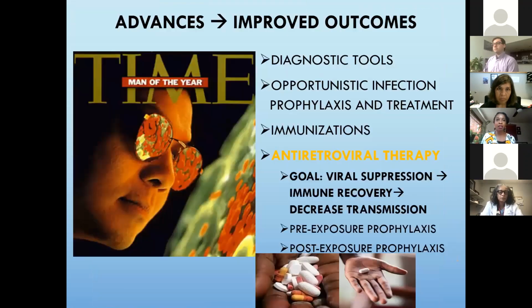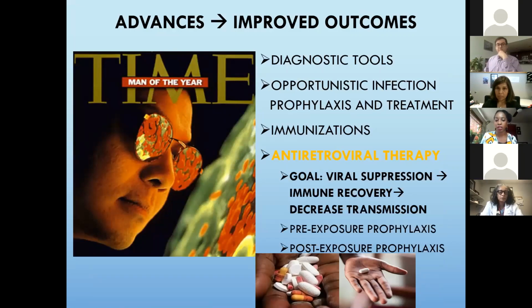So first, taking 30 plus years back and thinking about where we came from, the beginning of HIV to the advances that have led to improved outcomes overall. And that was a result of diagnostic tools, opportunistic infection prophylaxis and treatment, immunizations to decrease the risk of opportunistic infections, but critically antiretroviral therapy.